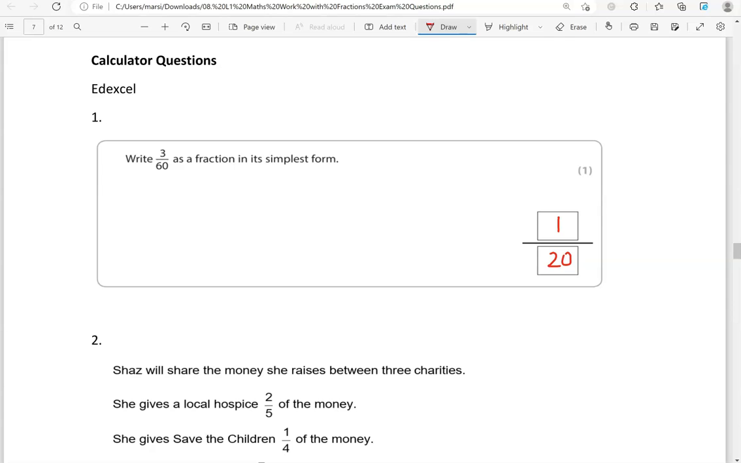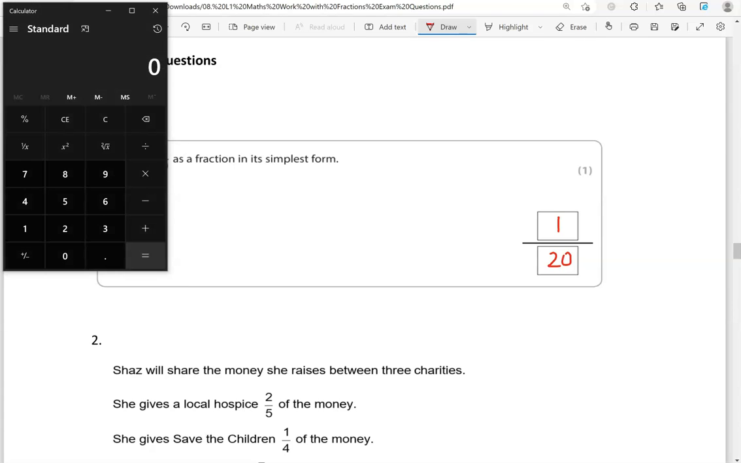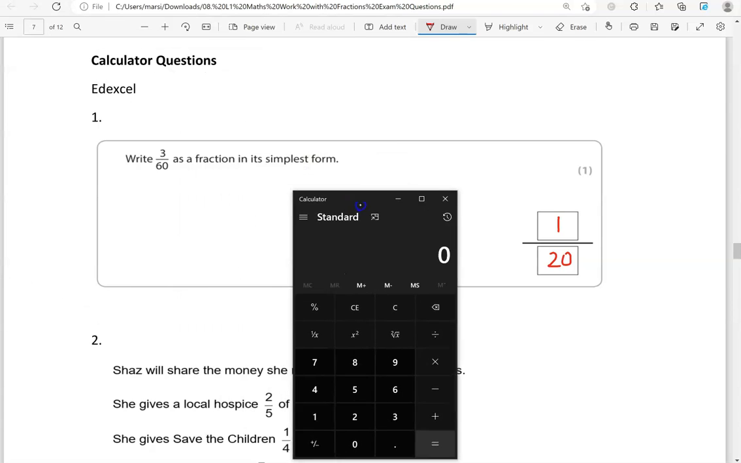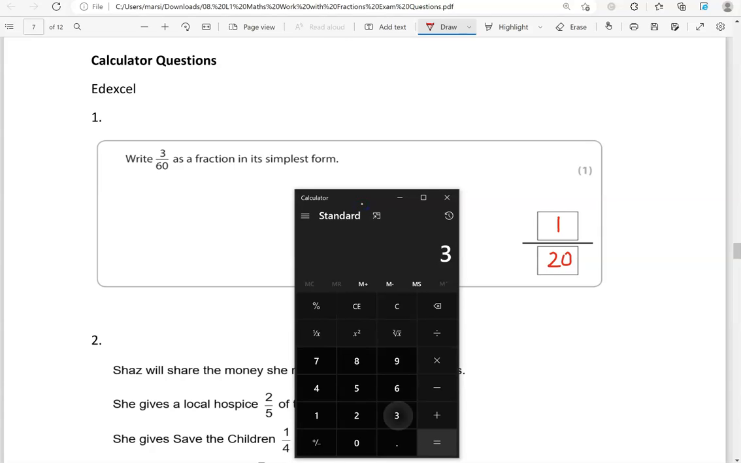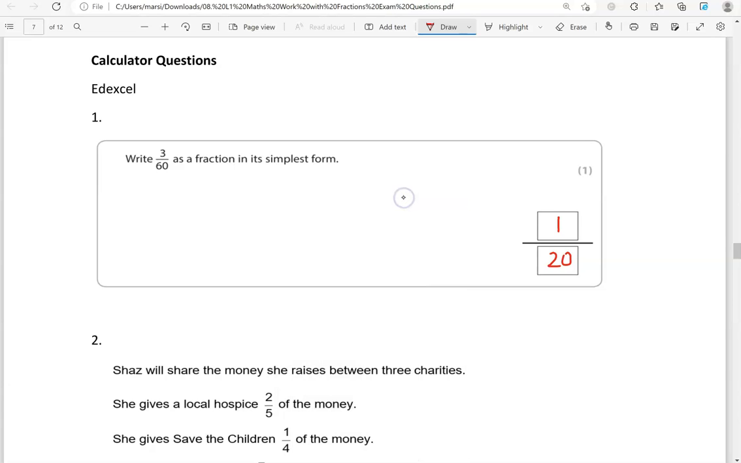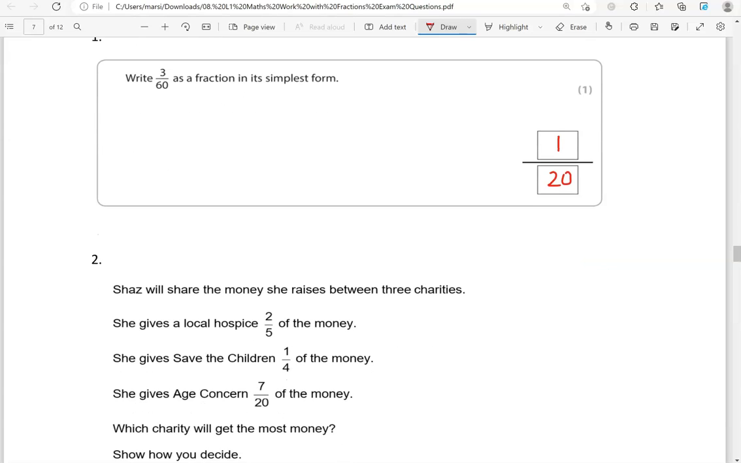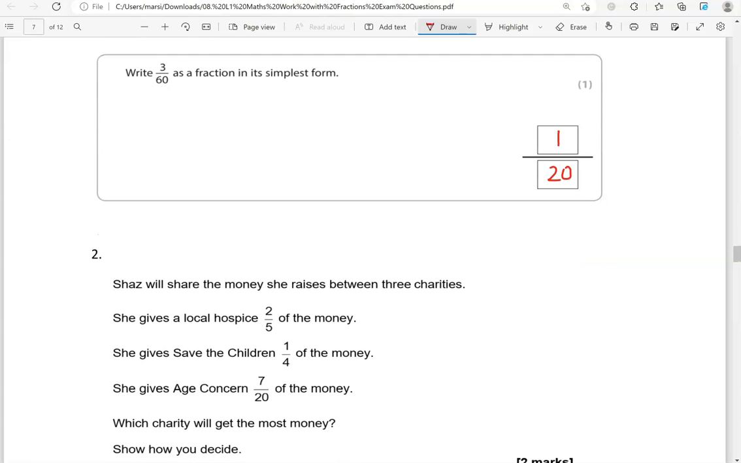Another thing you can use a calculator for to check whether you've done this correctly is to do 3 divided by 60, because you know the fraction line means division, and that gives us 0.05. If I do 1 divided by 20, does it give me the same number? It does. So that shows that we've done this correctly. And we can't divide any further because we've got 1 there at the top.